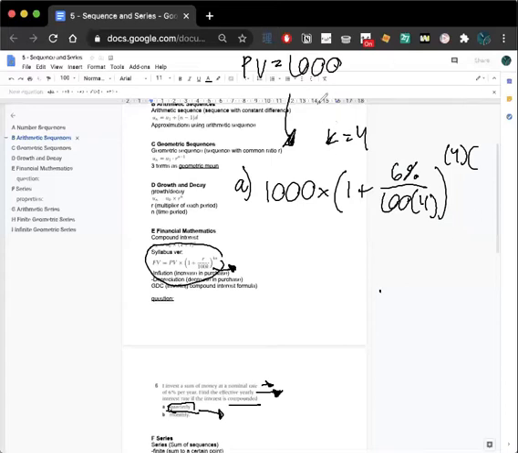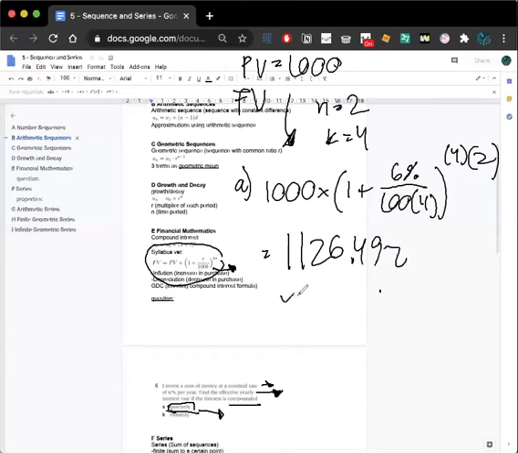Let's just assume they expect it by like 2 years or so. So the money you would get from this would be 1126.492, and that's around 1030 in 3 significant figures.